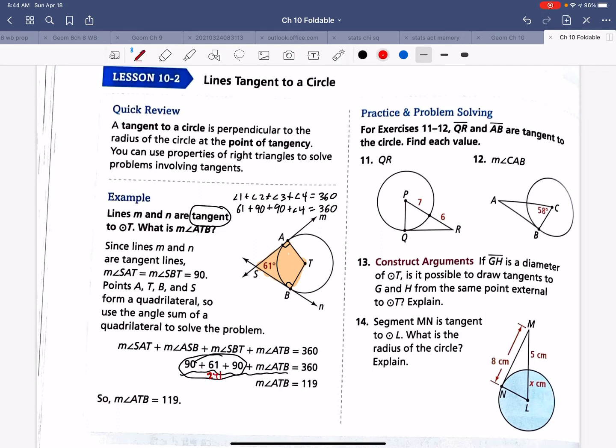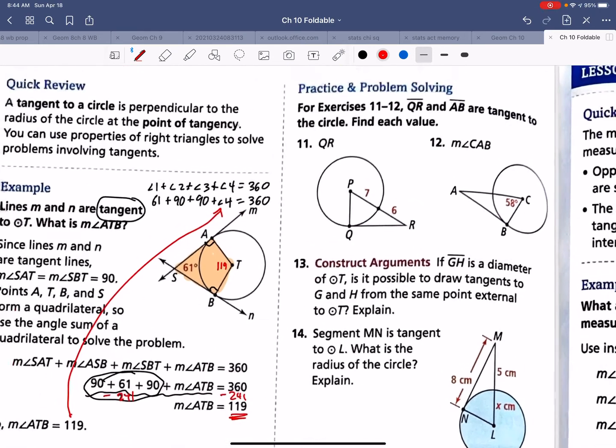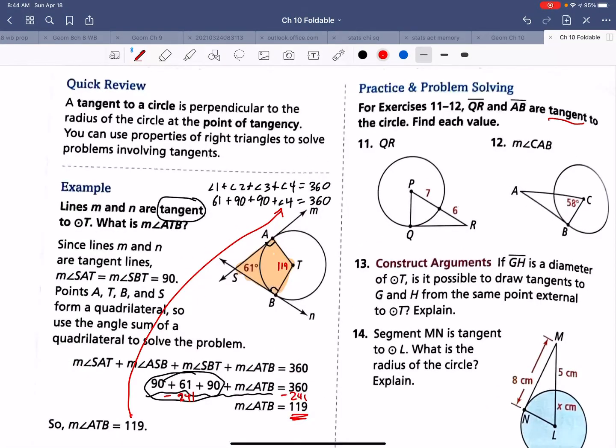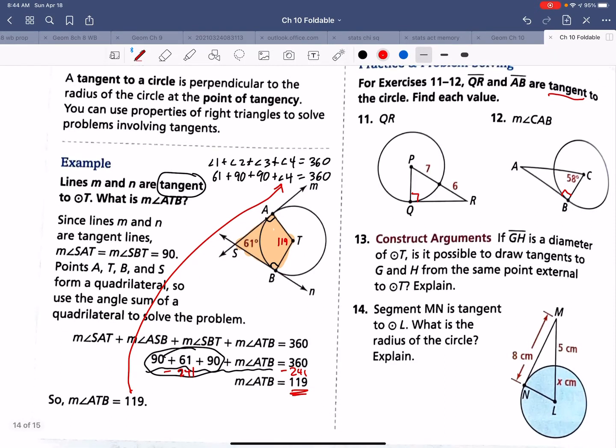So 241. If you subtracted 241 on both sides, that's how they got 119. Also, remember, you could have plugged that in. If you plug that in, you could reconfirm that if this number is 119, then they do all add up to 360. Nice. So whatever boxes, see this word tangent, that means we can add these boxes. We can add these boxes, right?